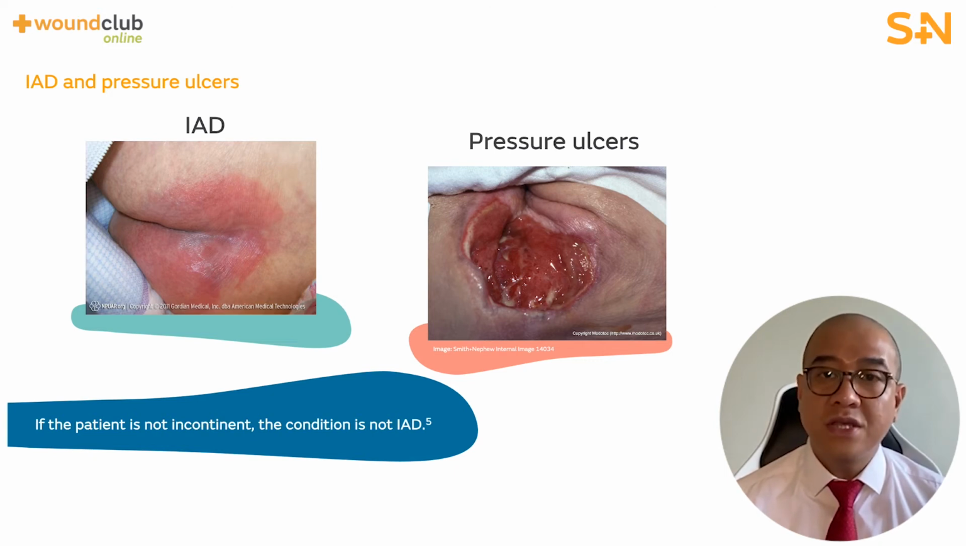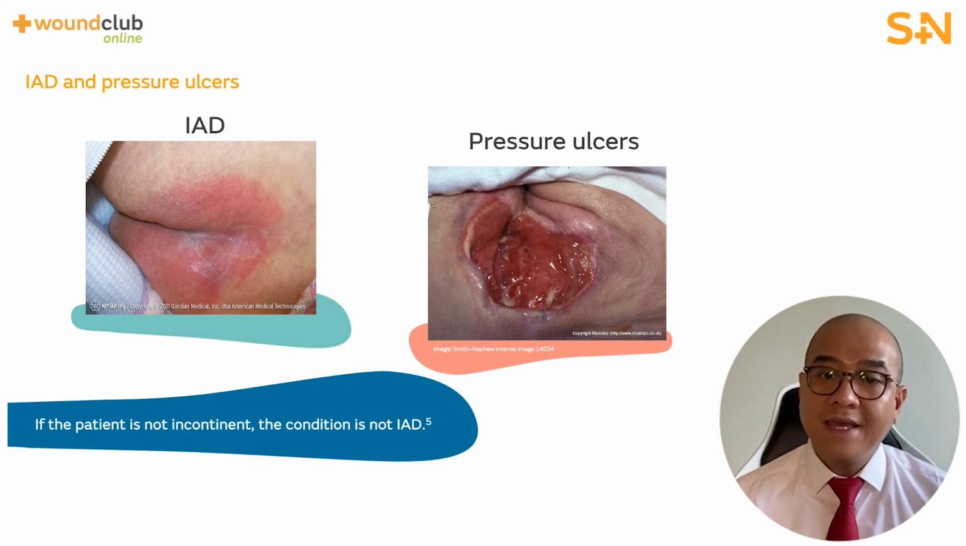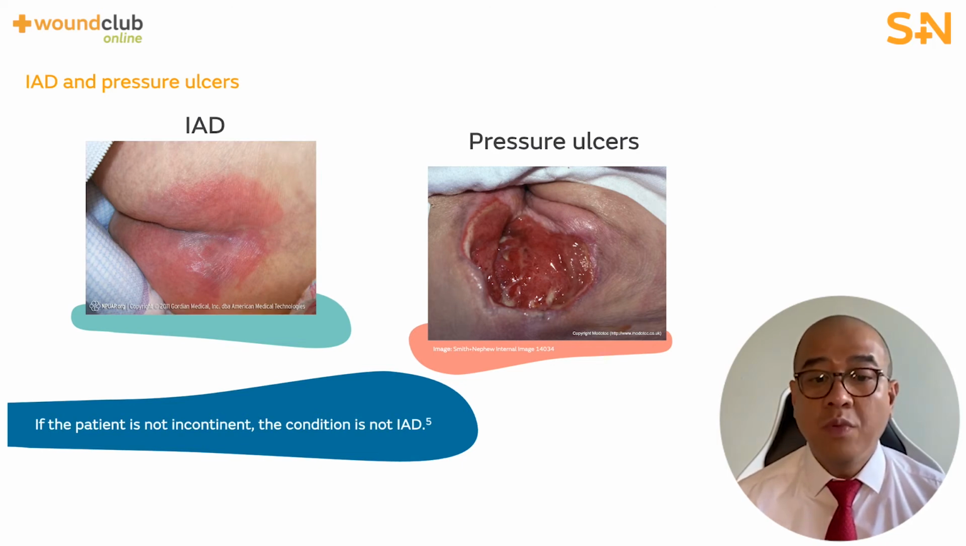Under the umbrella term of MASD, the classification is down to the source of moisture as the principal etiology or the cause of damage. For example, IAD is caused by urine and or liquid feces, whereas peri-wound moisture-associated dermatitis is caused by wound exudate. To find out more about the different types of MASD, be sure to check out the MASD Wound Club online module.